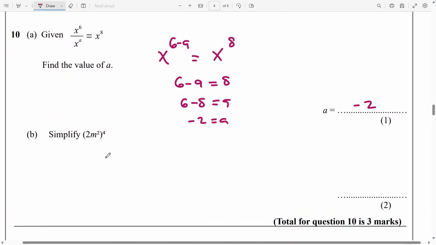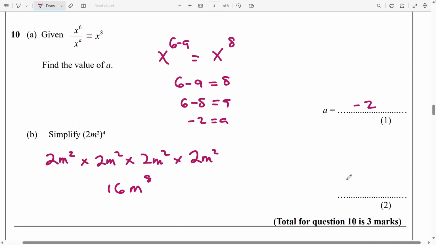And for b, all right, 2m squared times 2m squared times 2m squared times 2m squared. So 2 times 2 times 2 times 2 is definitely going to be 16. And m squared, m squared, m squared, m squared multiply, true, but you're going to add the powers. 2 plus 2, 4, and that's going to be 8. So it's going to be 16m to the power of 8. Obviously, this is a much faster way of doing this, but I just want to explain how this is really done.